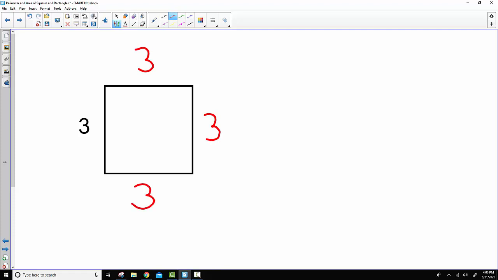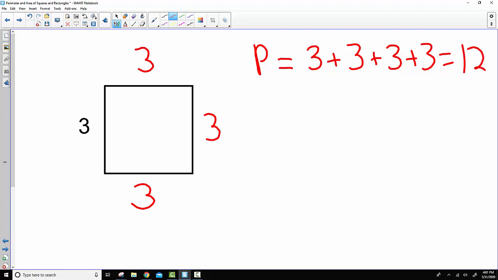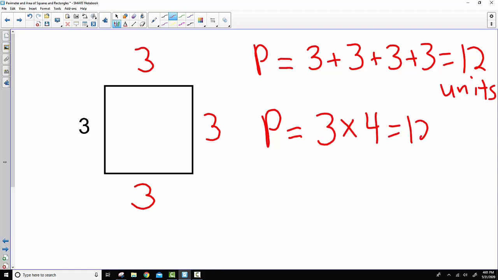Let's begin with perimeter. Perimeter is the outside edge of a shape, the entire outside edge. We have 3 four times. 3 plus 3 plus 3 plus 3. That would equal 12 units. Because you are very good mathematicians, you could also say 3 times 4 equals 12 units.